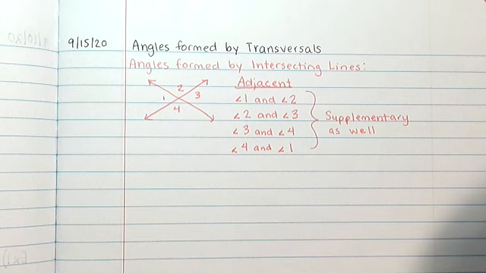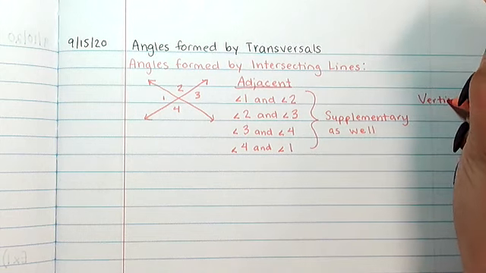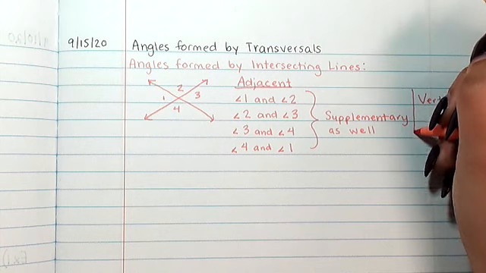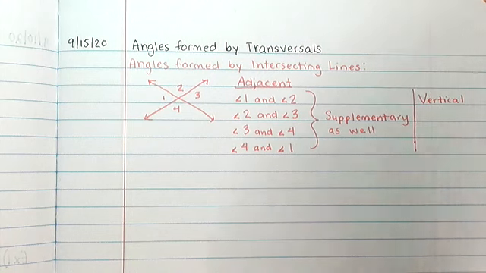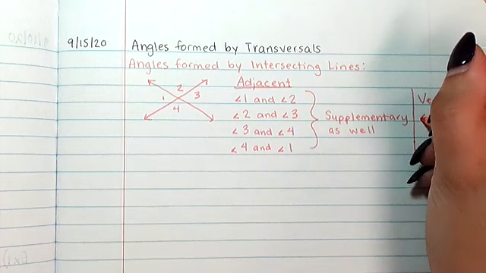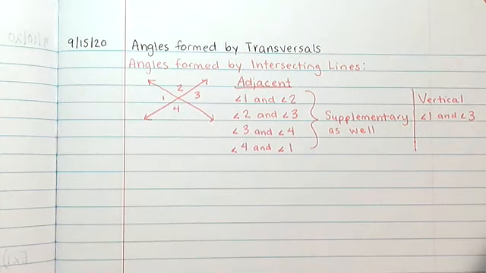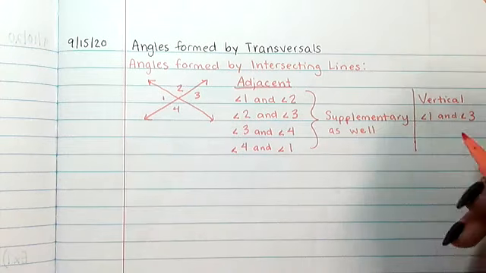And then lastly, we have vertical, which I don't have a whole lot of room, so I'm going to write it over here. And in this case, when two lines intersect, we only have two pairs of vertical angles. The ones across from each other, so angle 1 and angle 3, and then 2 and 4.